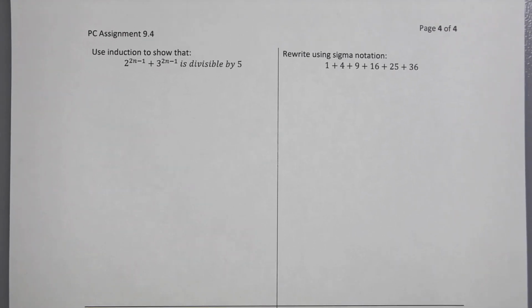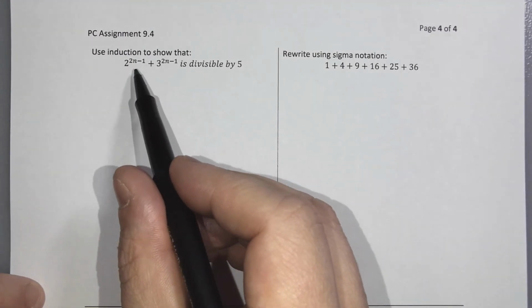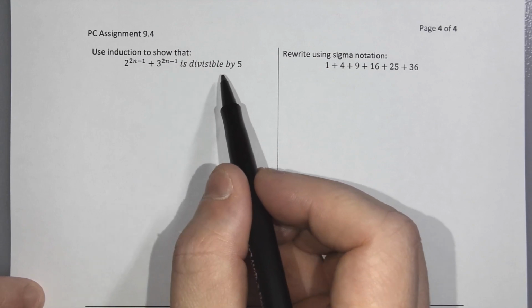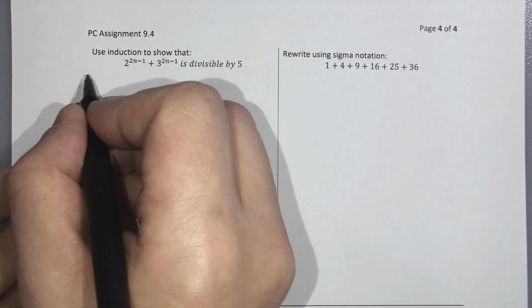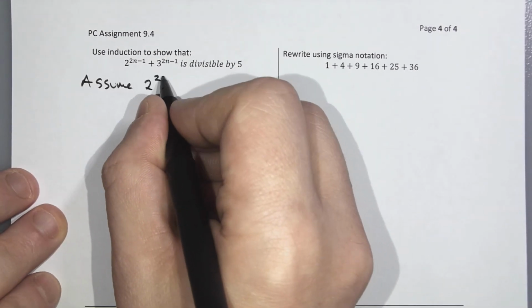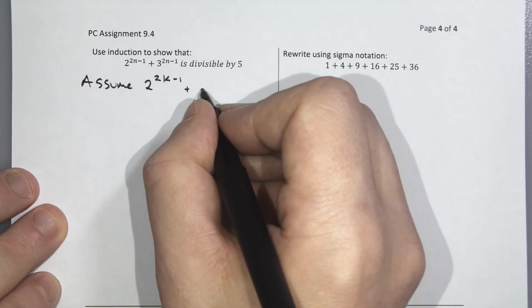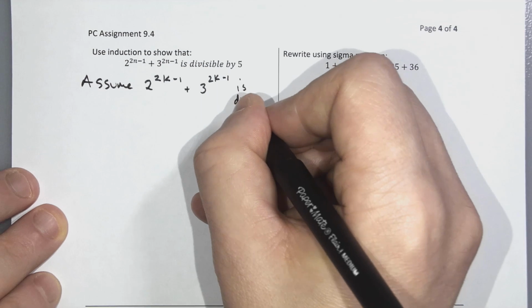Okay, first problem on page 4 of assignment 4 is to use induction to show this statement that 2 to the 2n minus 1 plus 3 to the 2n minus 1 is divisible by 5. So again, we'll just do the inductive step. So we're going to be allowed to use the fact that 2 to the 2k minus 1 plus 3 to the 2k minus 1 is divisible by 5.